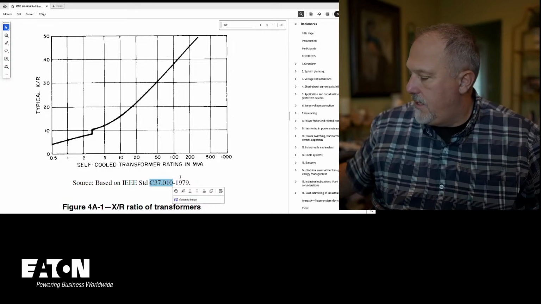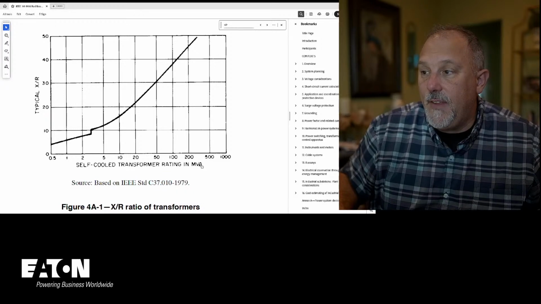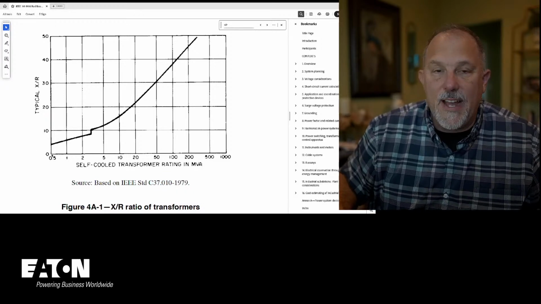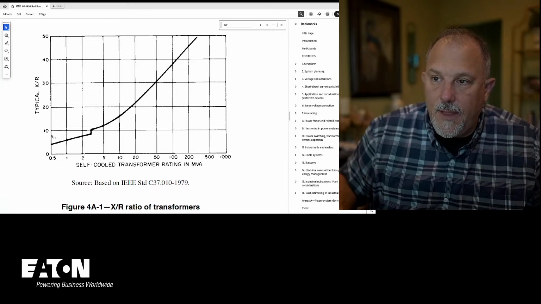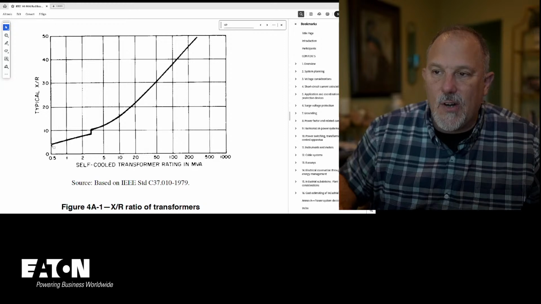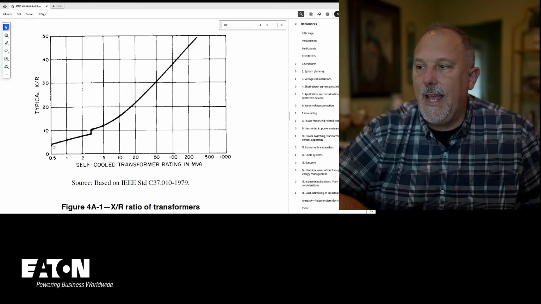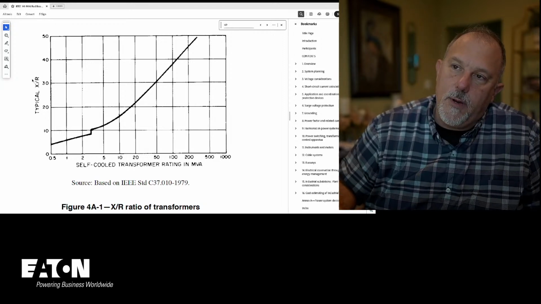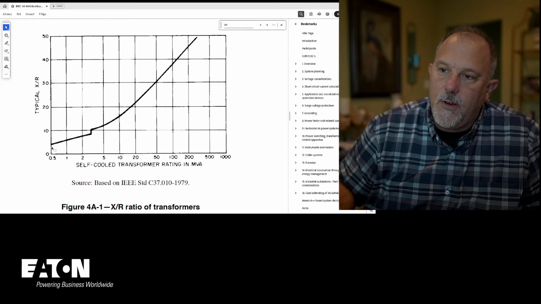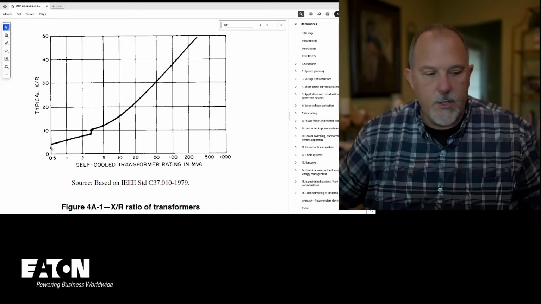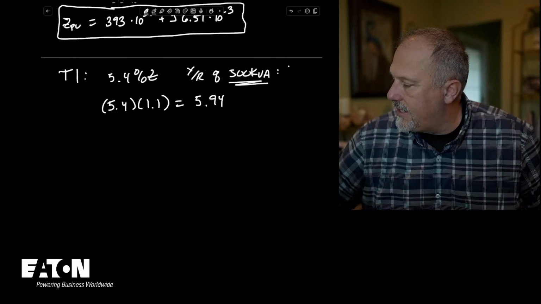But these are in MVA. So 0.5 MVA is 500 kVA. So if you look, this is a 0 and this is 10. I'm going to call that around 4. So I'm going to say the X to R ratio, this is typical X to R, this is self-cooled transformer rating in MVA. And I'm going to call this a 4. So if I come back to this, I'm going to say is equal to 4.